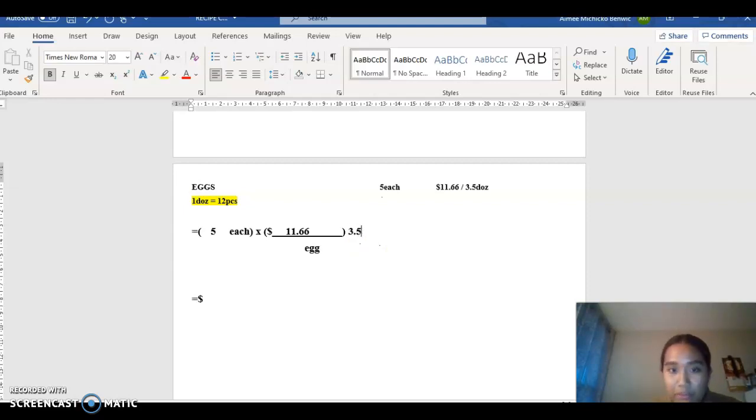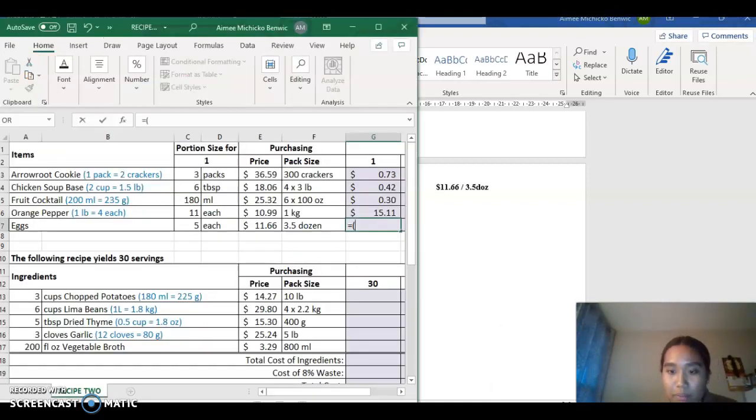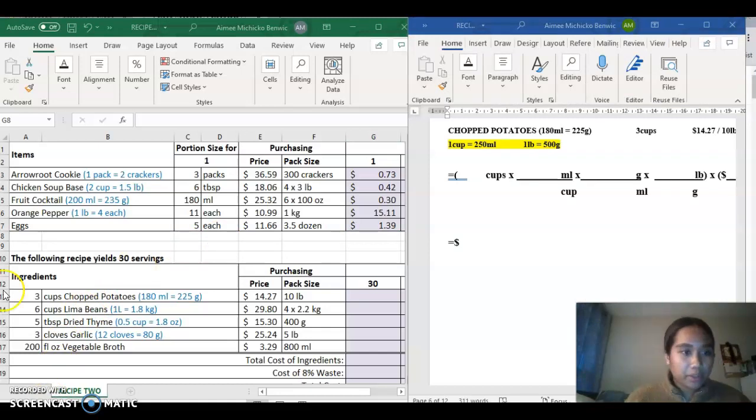So we all know that in 1 dozen there's 12 pieces. So 3.5 multiplied by 12, that gives us 42 eggs. So eggs or each, the same thing. So this is our new number, and that gives us $1.39 for the cost of our egg. So let's plug in our Excel. So 5 close bracket multiplied by price divided by 42 eggs close bracket, that gives us $1.39, the same as our calculation. Okay, so let's move forward for the second recipe.